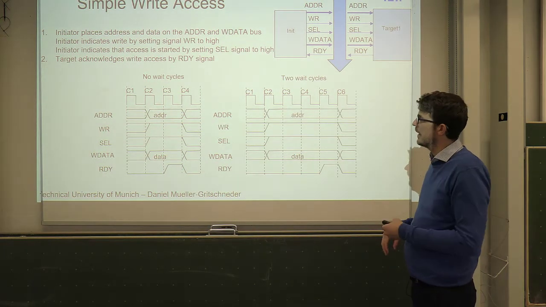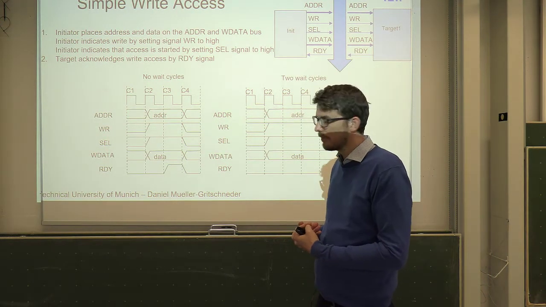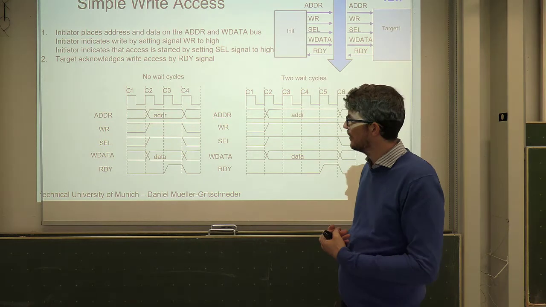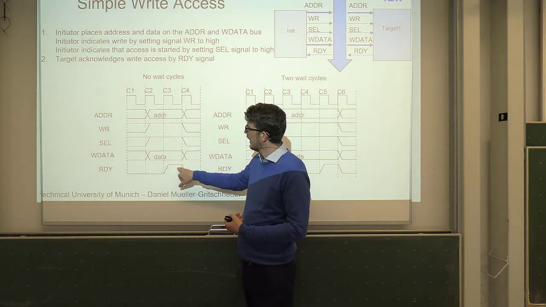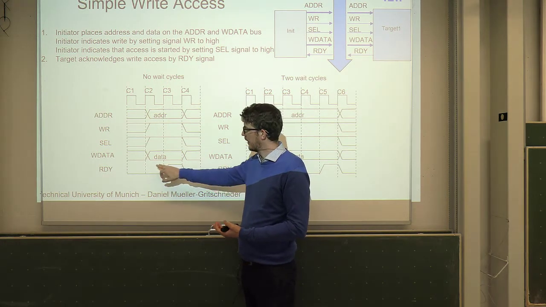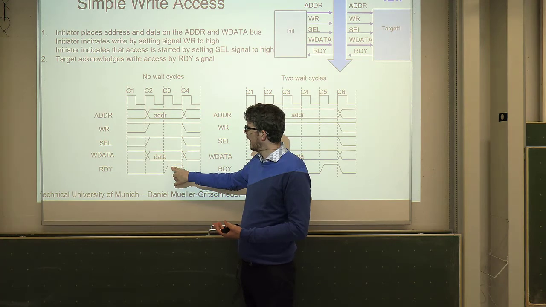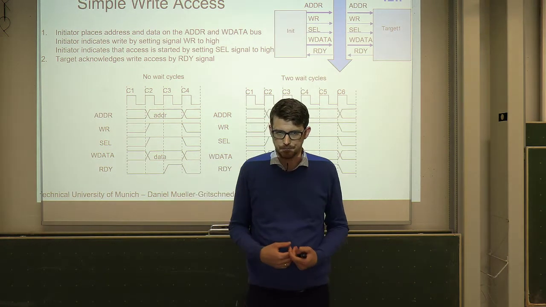And now the target has to tell him, now I know you addressed me. I know you want to make a write request on me. And in this next cycle, it says, okay, it is ready. So it means the write access was successful. So it's kind of an acknowledge here, right? And then the initiator can do the next request.